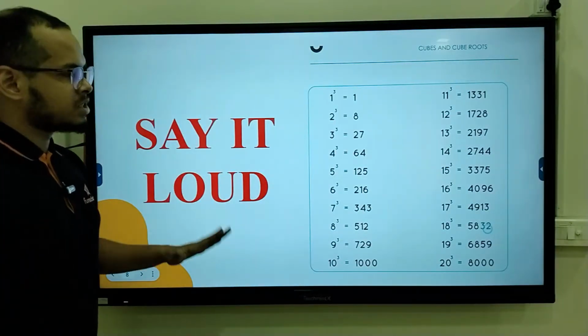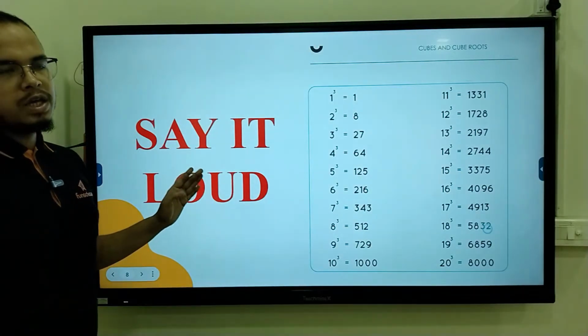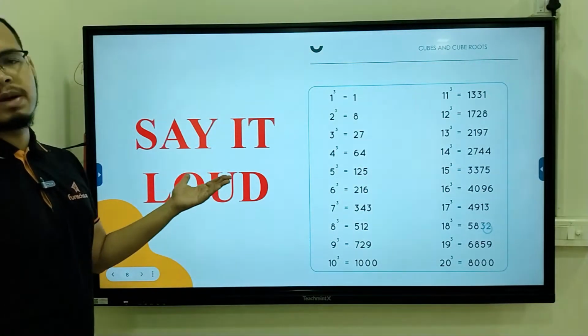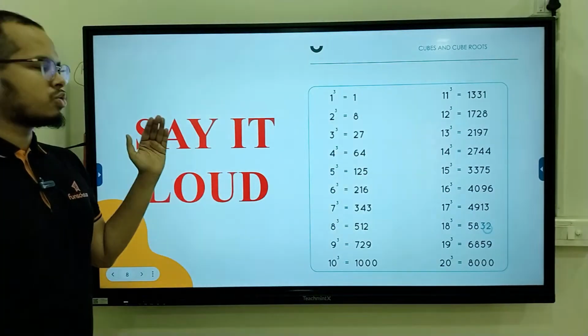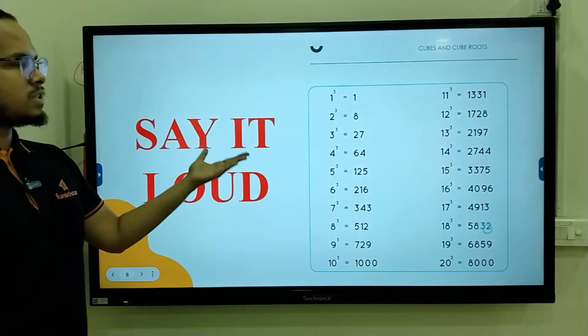This particular thing is very important. I strongly believe that we have to memorize this: squares till 20 and cubes should be memorized. I will be saying this again.